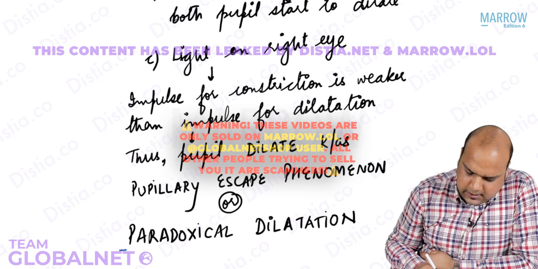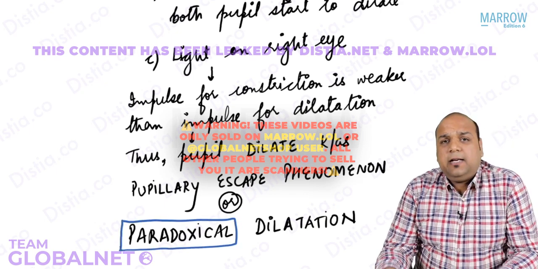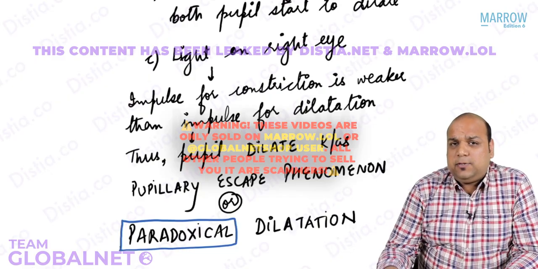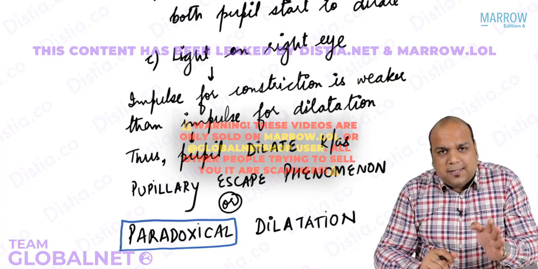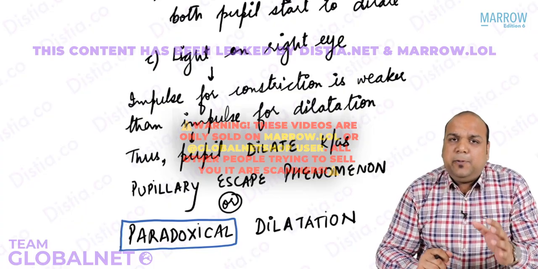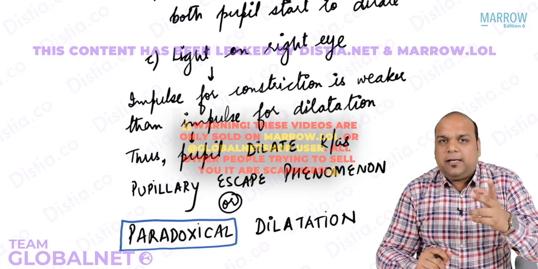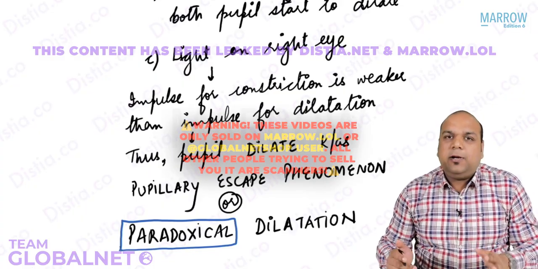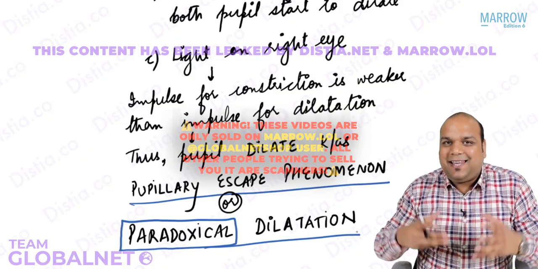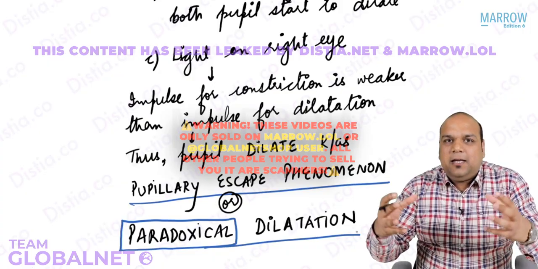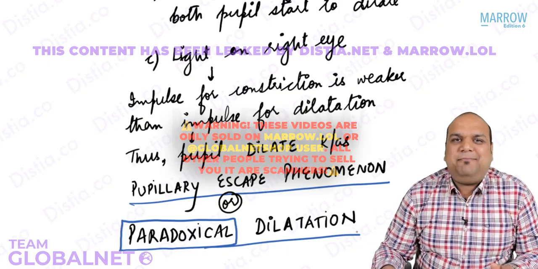See, understand the meaning of the word paradoxical, everybody. Paradox means something which is opposite. We normally expect that when we throw light on any pupil, the pupil should constrict. Here, the opposite is happening. That means dilatation is happening, and that is why it is known as paradoxical dilatation. Or we are saying the pupil is escaping, everybody, escaping the constriction phenomena and instead is dilating. So we are calling it the pupillary escape phenomena.